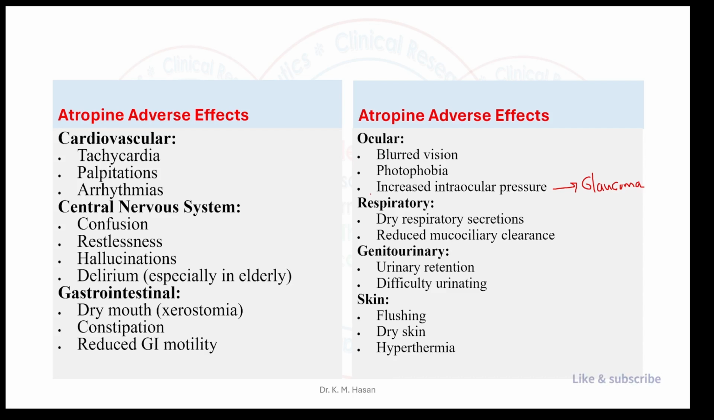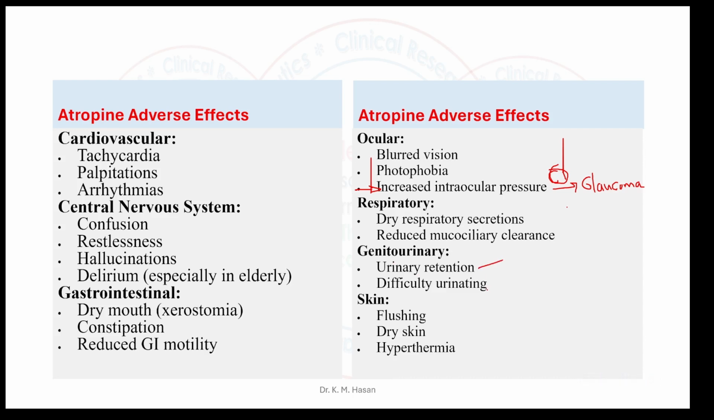So atropine increases intraocular pressure, therefore it's considered a contraindication in patients who may suffer from glaucoma. It also causes dry respiratory tract, decreased respiratory secretion and decreased clearance of secretion. Urinary retention: atropine causes urinary retention. We need to remember that.